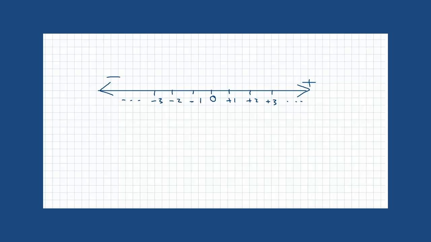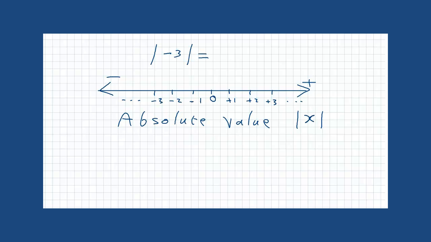We have something called the absolute value. The absolute value of a number means the distance between this number and 0. And we denote it by these two lines, putting the number between them. For example, absolute value for -3. This means the distance between -3 and 0. And this distance is equal to 3.